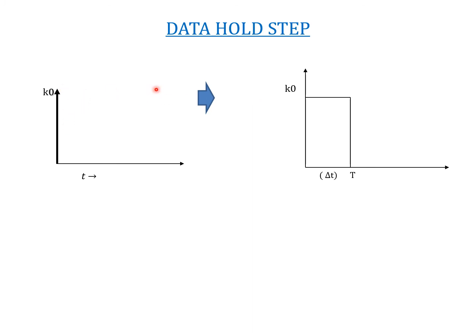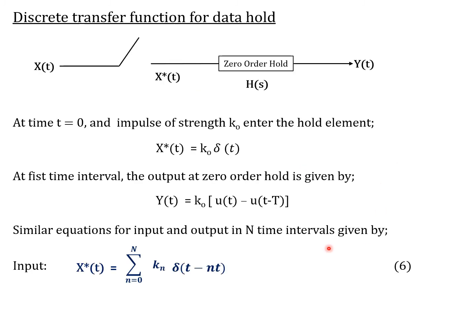With a discrete signal, you go to the data hold step, holding the signal K0 for some time until the next sampling time. That's what's happening visually, and this is how you derive it. At time 0, you get a K0 into that hold element. You can convert the discrete value X to K0 times the impulse function. At the first time interval, you get the step function, so it's just K0 u(t) minus u(t minus the sampling time), and similar for every step.